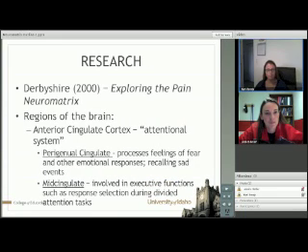Continuing in his article, he goes into depth about the different regions of the brain and spends a lot of time discussing one region, the anterior cingulate cortex. This is the attentional system. It is further subdivided into a perigenual cingulate and mid-cingulate. The first one, perigenual, processes feelings of fear and other emotional responses, also recalling sad events. The mid-cingulate area is involved in executive functions such as response selection during divided attention tasks.